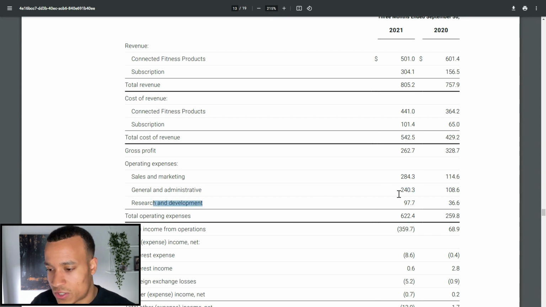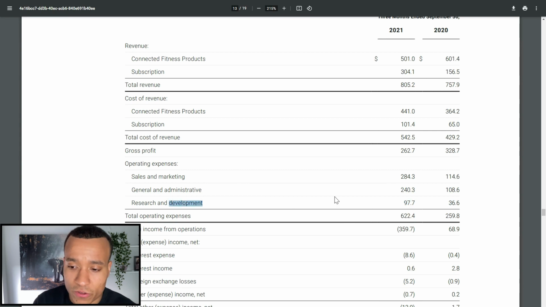Research and development costs have almost tripled as well. So that's gone from just under $37 million to almost $98 million. Now that's not so bad, because research and development shows an investment in the company that they're trying to innovate, new products, come up with new ideas which ultimately should drive revenue.